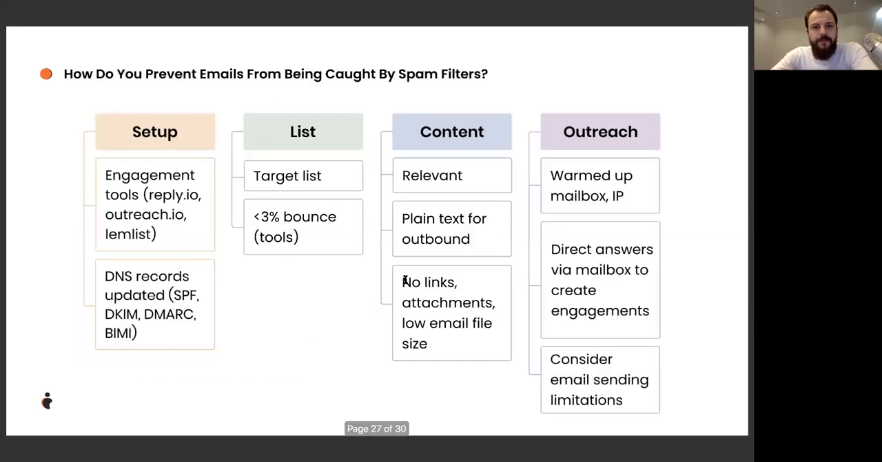No fancy stuff there. Okay, so how do you prevent emails from being caught by spam filters, right? So your setup, engagement tools: use only the tools that are relevant for your type of email marketing. Set up your DNS records. Use only a targeted list. Make sure that you have a minimum bounce rate, like 3%, 4%, 5%, right? And there are tools to measure this. Use only relevant content. If you want to do outbound marketing, do only plain text. For outbound marketing, no links, no attachments, low email file size. If you do outreach, warm up your mailbox, warm up your IP, send messages directly or answer emails directly from the mailbox that you create engagements from, and consider email sending limitations.